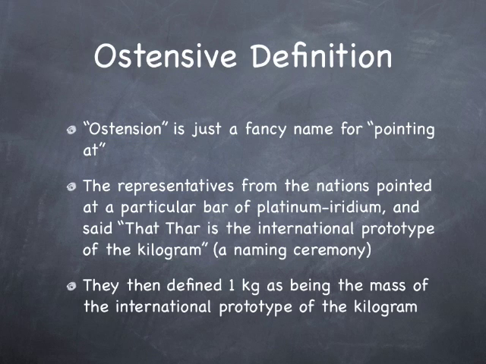What happened in 1889 is that the representatives from all the industrial nations came together and pointed at a particular bar of platinum iridium and said that bar is the international prototype of the kilogram. You Kripke fans, this is a naming ceremony. Then they pointed at this bar and said, whatever the mass of that bar is, that is 1 kilogram. And that's how it works.